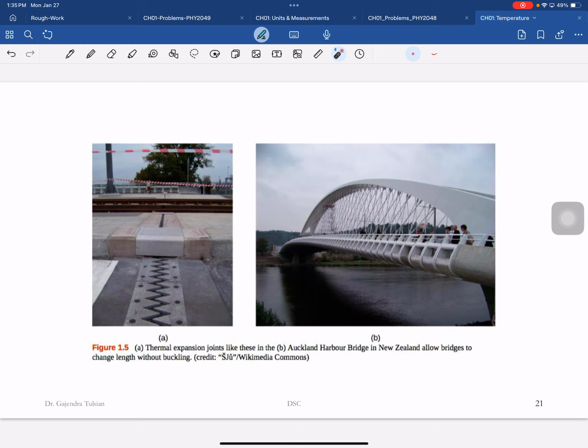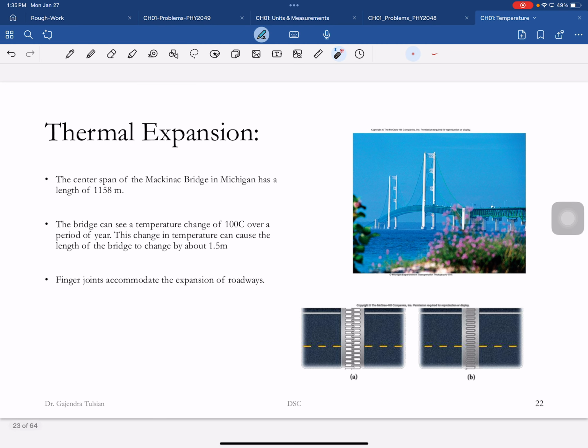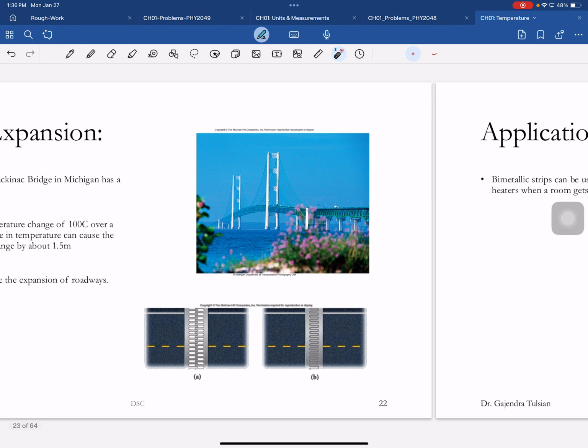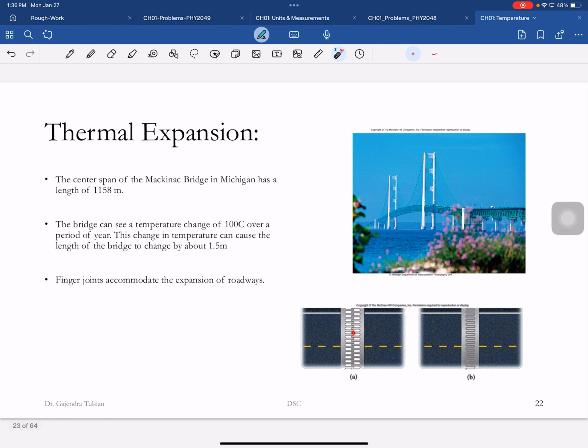So here's a good homework. In the summer, the gaps are the smallest, of course, so walk over the bridge in the winter and then walk in the summer. Here's a bridge in Michigan. It's about a kilometer long. A kilometer is from here to Krispy Kreme donuts. Between the winter and the summer, the bridge sees a 100-degree rise in temperature, and its length can increase by 1.5 meters. 1.5 meters is your height. All those gaps add up to that. Here it is in the winter, here it is in the summer.